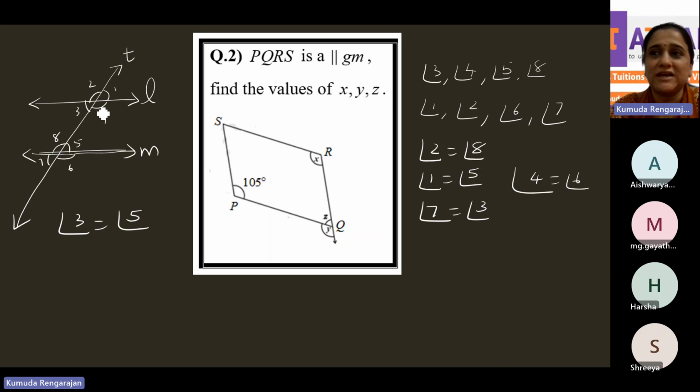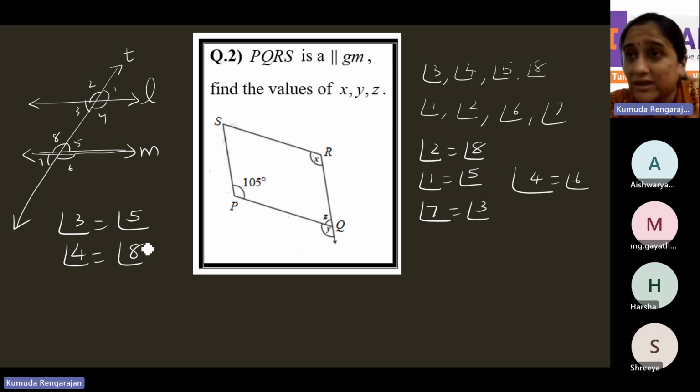So 3 is equal to angle 5. Alternate interior angles are equal. Then angle 4 is equal to angle 8. Alternate interior angles are equal. Okay.